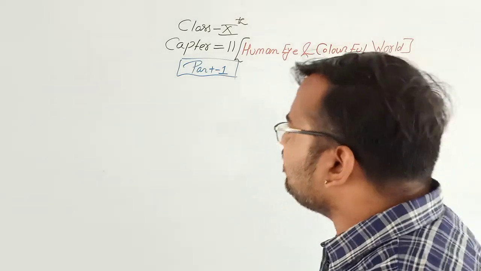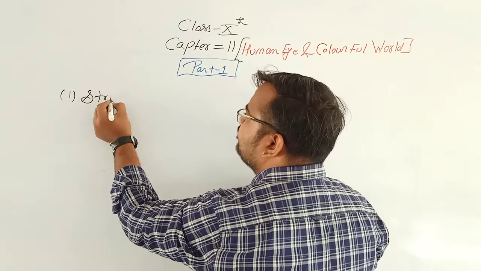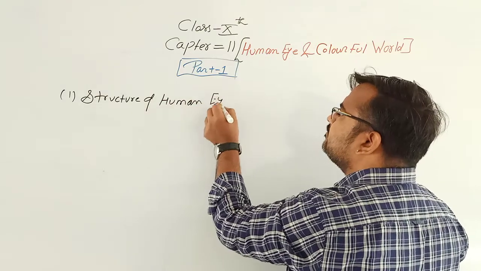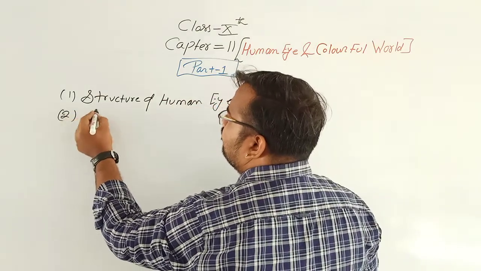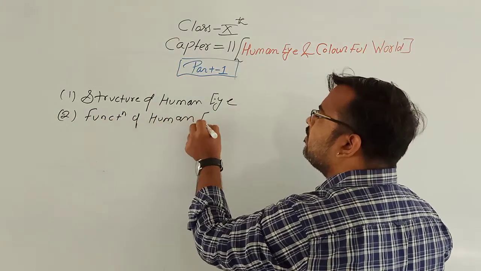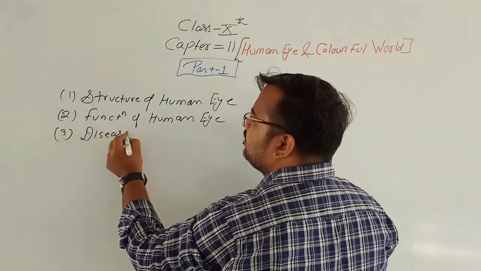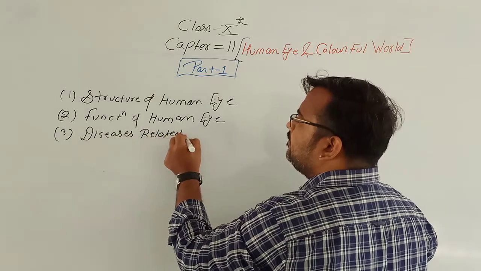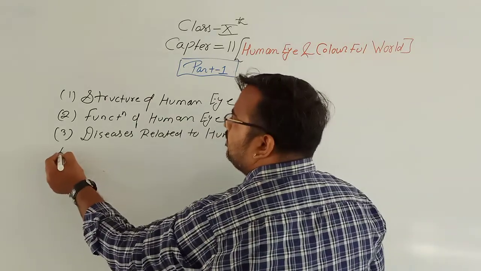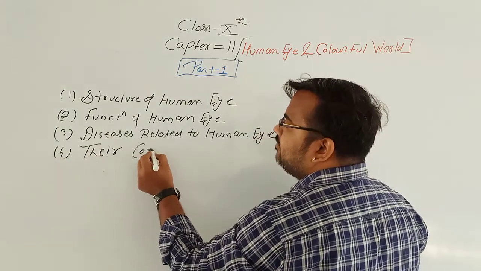Okay? Now this chapter contains first structure of human eye, second function of human eye, diseases related to human eye, their corrections, how these diseases can be corrected.